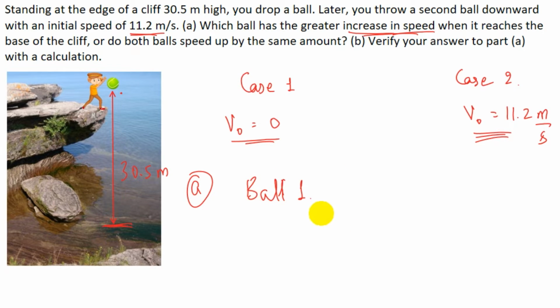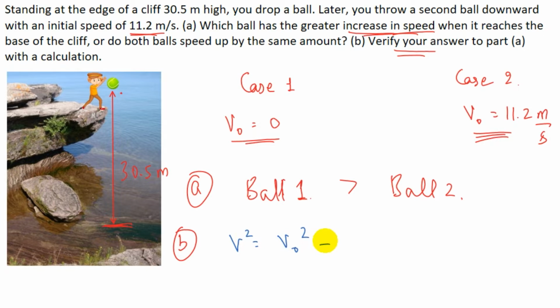And we can also prove by using equations. This is what we have to verify in part B, that the increase in speed for ball 1 is greater than the increase in speed for ball 2. So for that we can use this equation: V square is equals to V0 square plus 2a delta x. Now we are taking downward direction to be positive, so in this case a would be positive g.